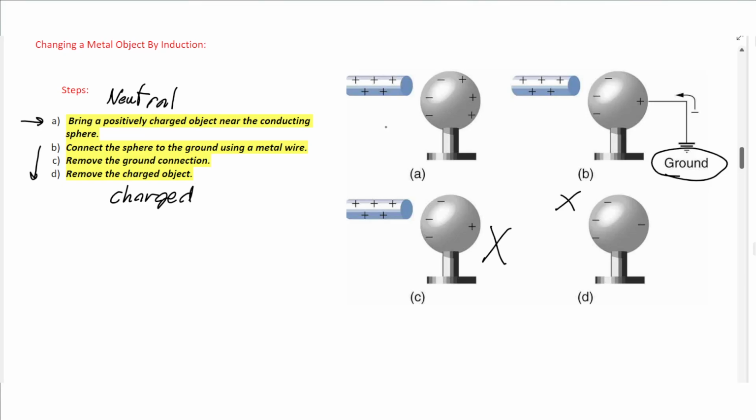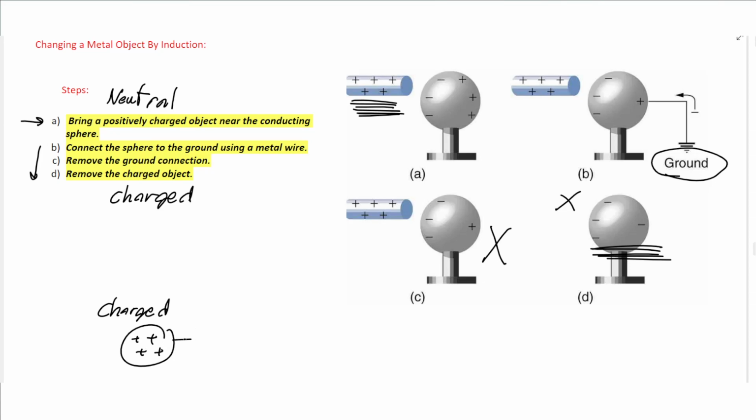But it is always the opposite charge. If you bring a positively charged object, you will get a negatively charged metal. If you bring a negatively charged object, you will end up with a positively charged metal, using the same 4 steps.